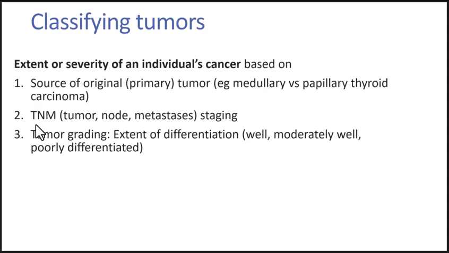This is done under a microscope. Tumor grading includes observing the extent of differentiation, from well differentiated. Is it moderately differentiated or poorly differentiated? Do the cells look as they normally should? Do they look moderately like they should, or are they becoming unrecognizable?